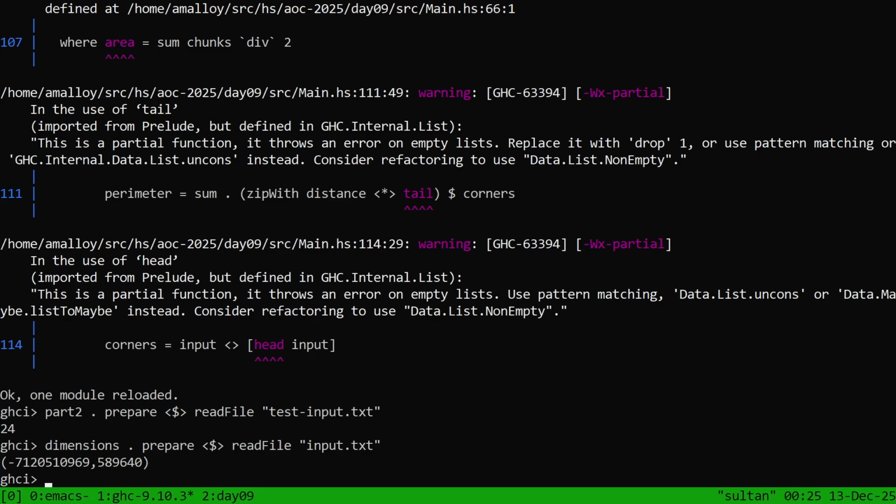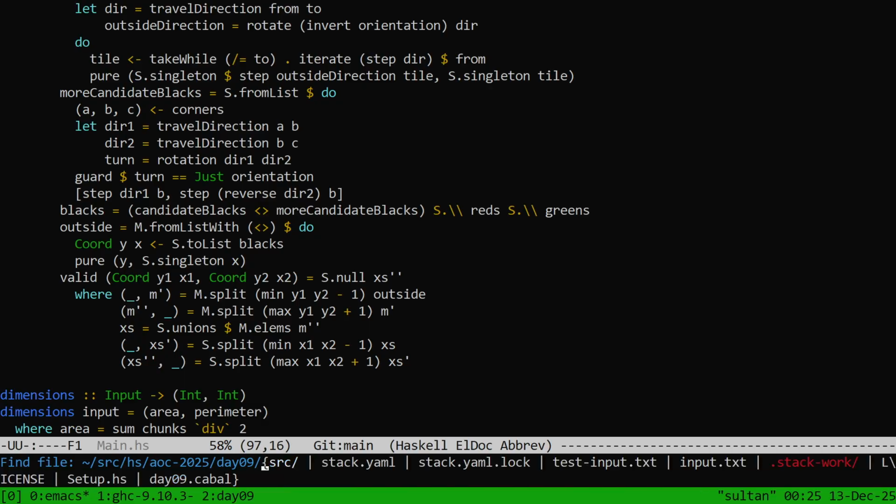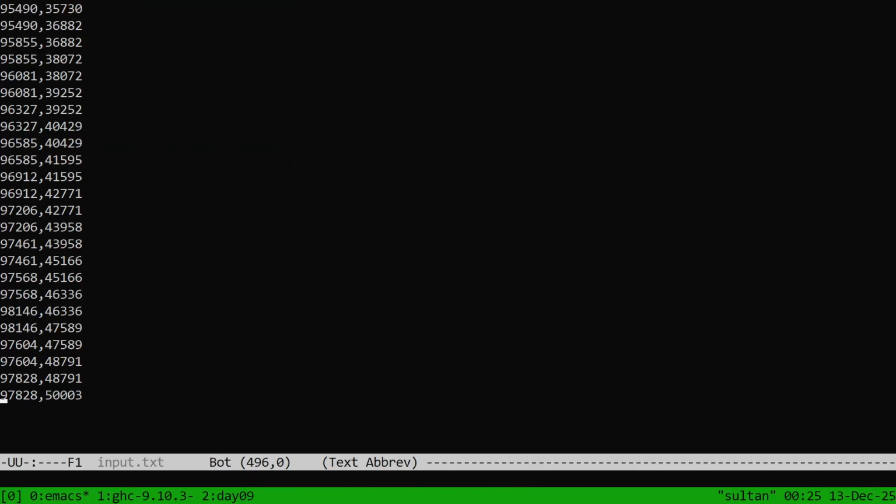That's interesting. So what's... how big is the input file? 500? 500 squared is a quarter of 10,000, 2,500? No, that's too small. It's a quarter of a million, 250,000. So we're finding 250,000 pairs of coordinates.